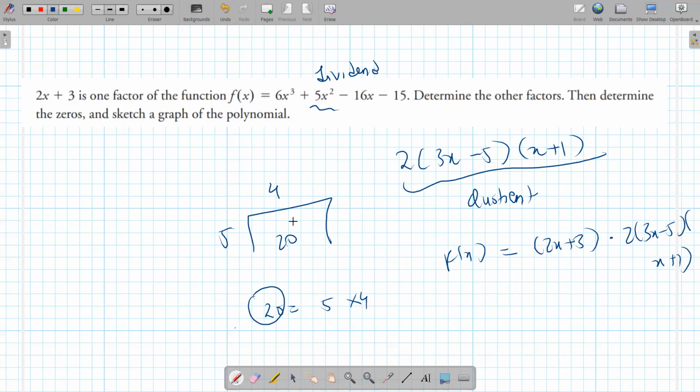Okay. So where did the 2x plus 3 come from? Oh, yeah, it's from here. This is the 5. Okay. That makes sense.